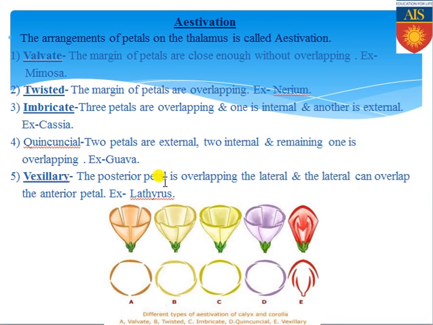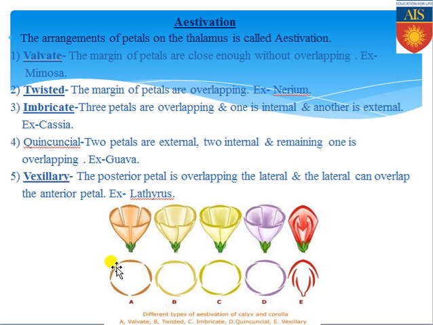Coming to the new feature found in the plant body, that is estivation. What is estivation? The arrangement of the petals on the thalamus or the receptacle of the flower is commonly known as estivation. That means if you study various kinds of flowers, you will obviously see the arrangement of the petals in various manners. Those arrangements of the petals on the surface of the thalamus are known as estivation. Of the types of estivation we can see here, the first one is valvate estivation. Here you can see the margins of the petals are close enough without overlapping or even touching.